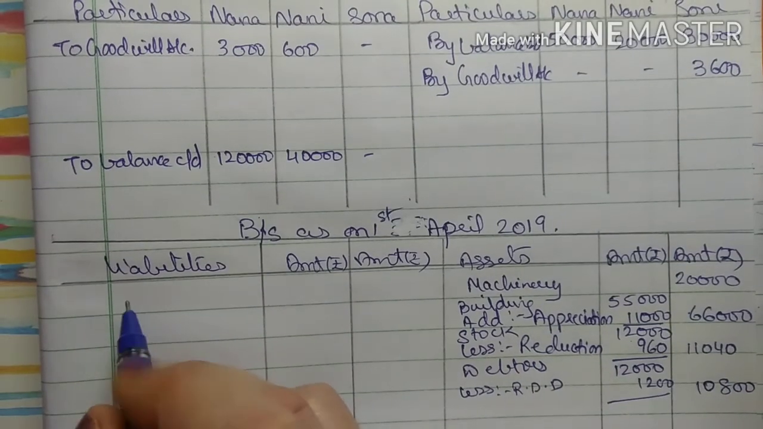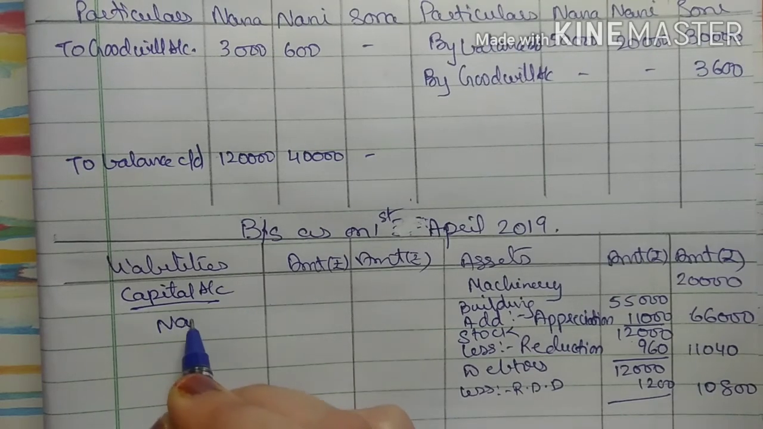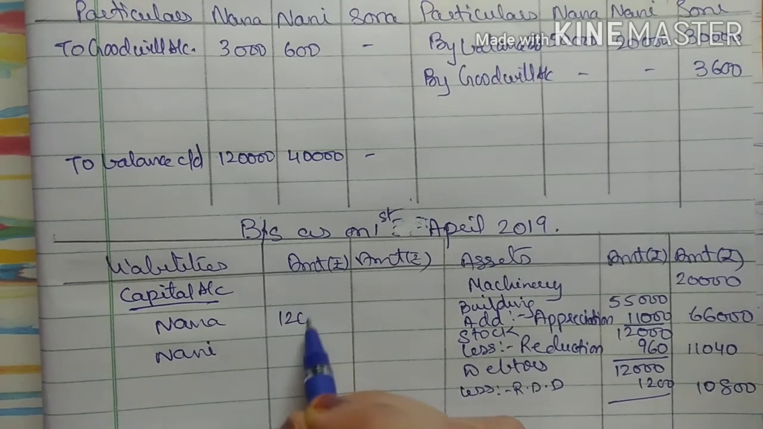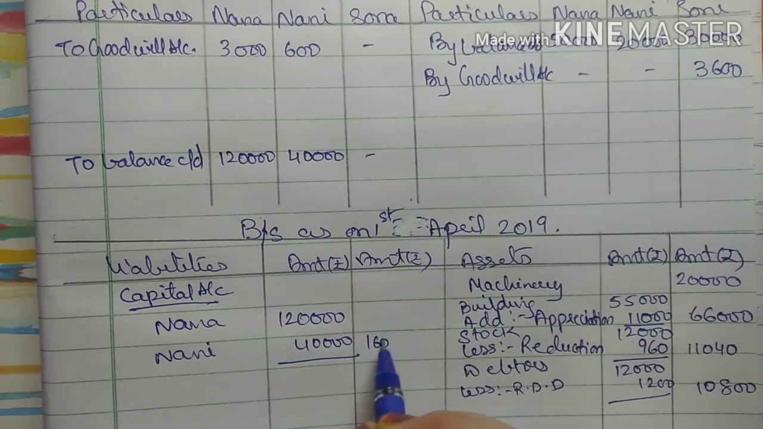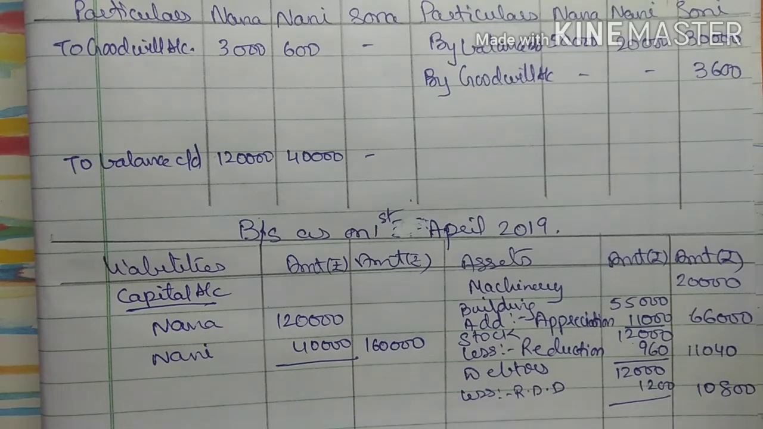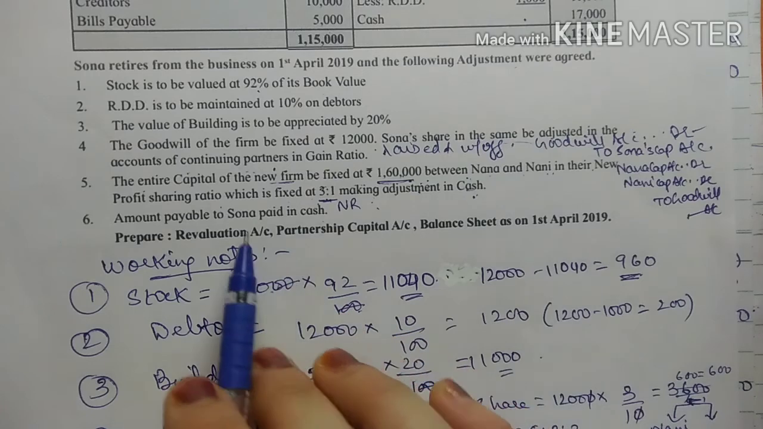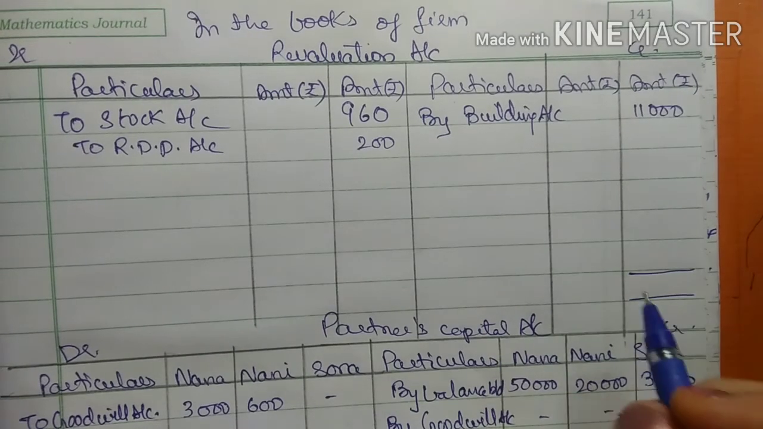Now one more thing, here it will come as capital in balance sheet liability, Nana and Nani. This is the closing balance. So it will come here 1,20,000 and 40,000, means outer column 1,60,000. Right? So see the last adjustment, that amount payable to Sona paid in cash. So for that we have to close the partners capital account. So we have done with all the adjustment.